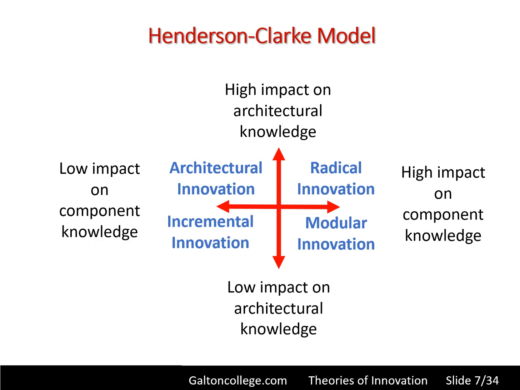So it gives us a better understanding of innovation, but also it means that we're able to communicate more effectively. The discussion is about a particular type of innovation. We could say the discussion is about radical innovation. What do we mean by radical innovation? Well, if we go back to the Henderson and Clarke model, that's what we mean. It fits there. It's high impact architectural, high impact component. That's radical.